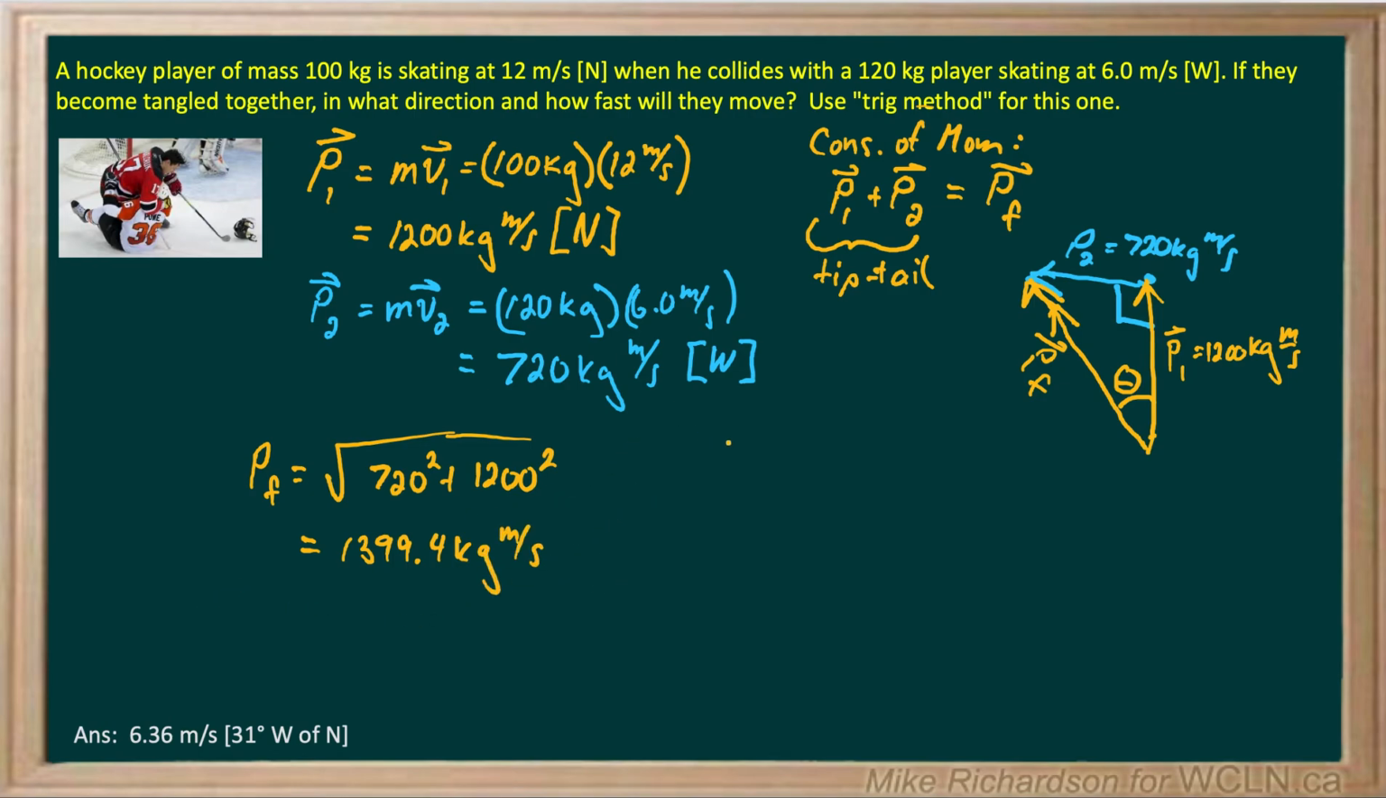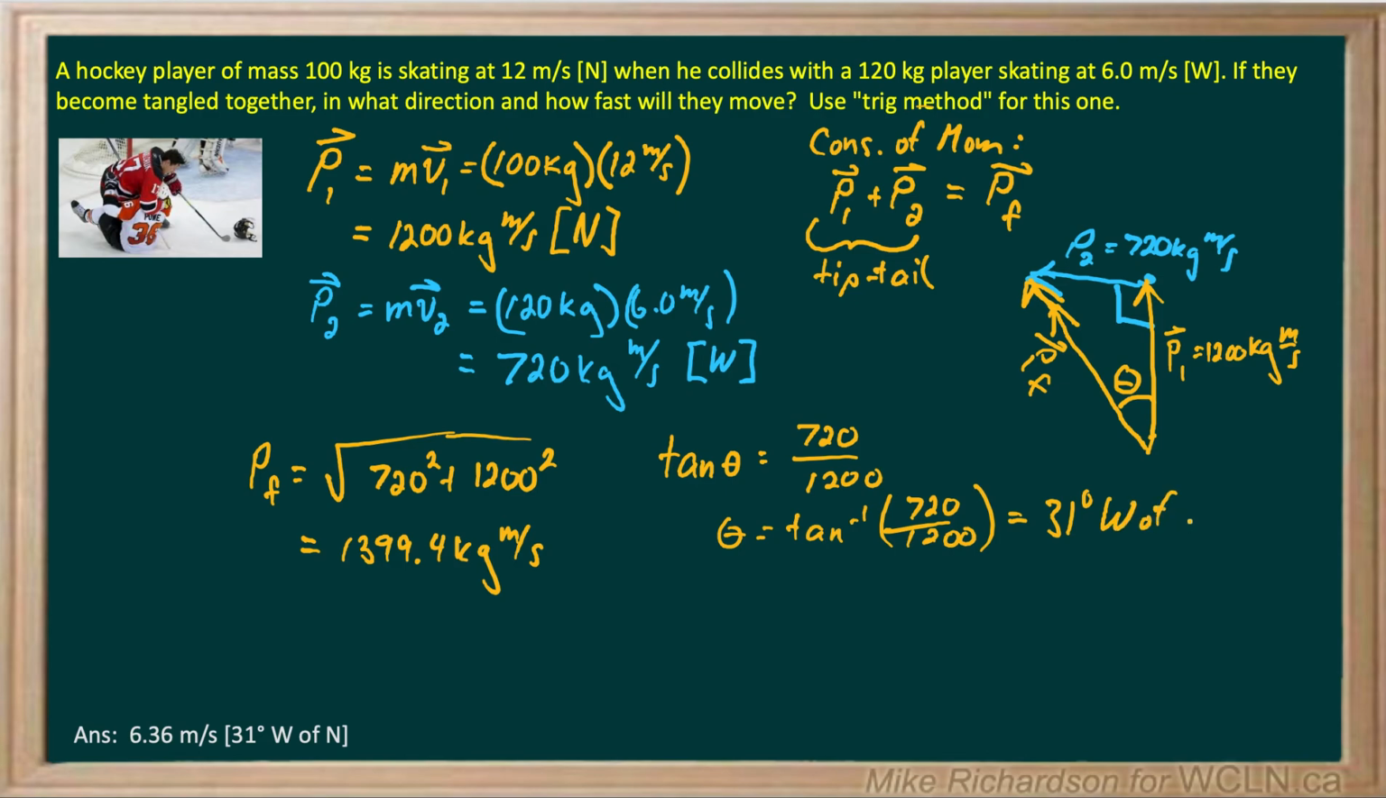If we want to get a direction, I can use tan theta. Tan theta would be opposite, which is 720, over adjacent, which is 1200. And when I solve for theta, I just simply go tan inverse. And you end up getting 31 degrees, and that would be west of the north line. So we've got our value of the momentum, we've got our direction, all we need is the velocity.